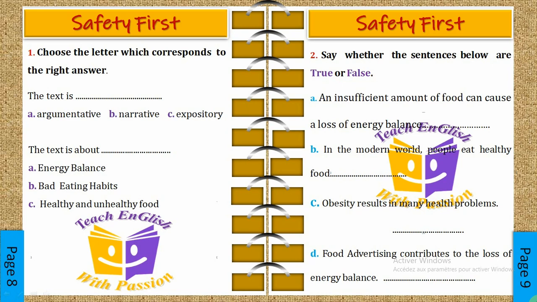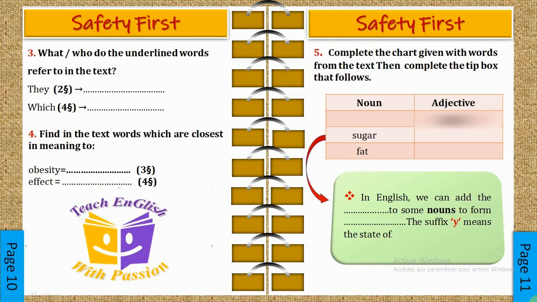For sentence number 1, the text is expository. For the second sentence, the text is about energy balance. In the second activity, learners read the text and say whether the sentences A to D are true or false. Activities number 3 and 4 are about reference words and synonyms, whereas activity number 5 has to do with word formation. Learners complete the chart given with words from the text, then based on their observation and analysis, they complete the tick box given.